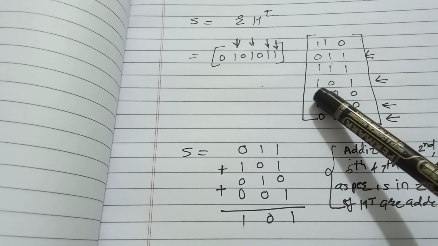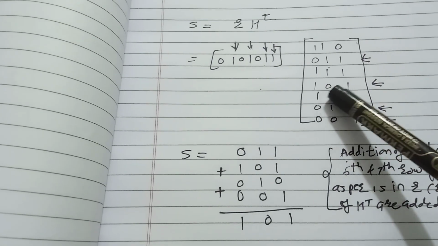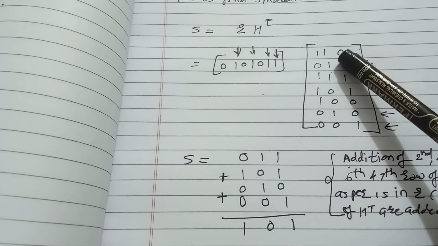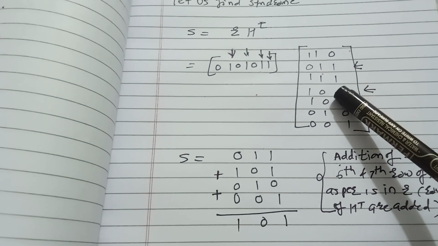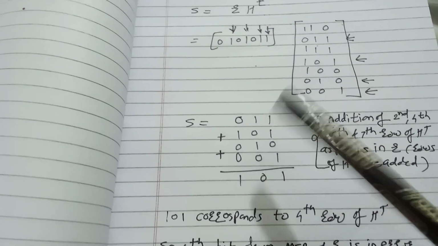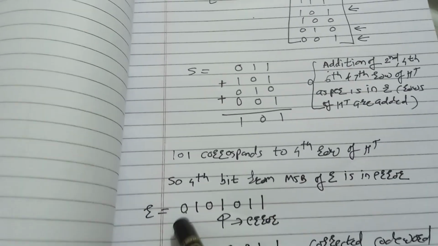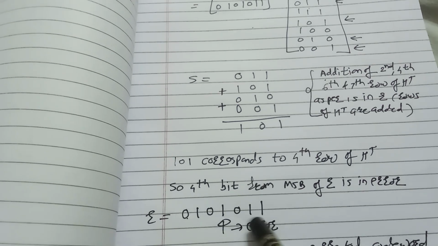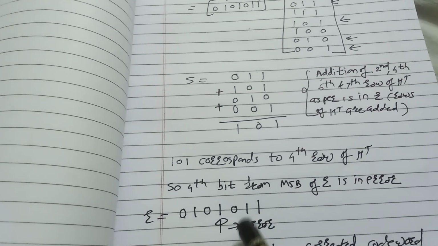So you have to see where this syndrome lies in HT. So this lies here, in the first, second, third and fourth row. So 101 lies in the fourth row of HT. So the fourth bit from the MSB is in error.